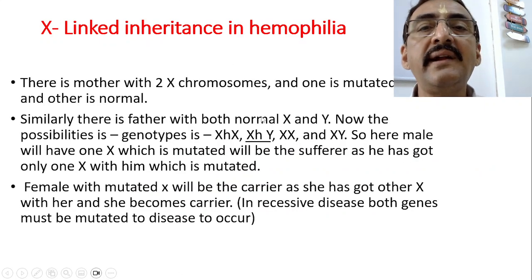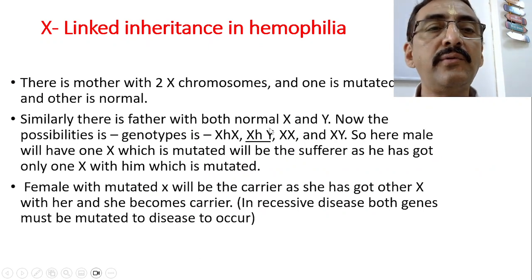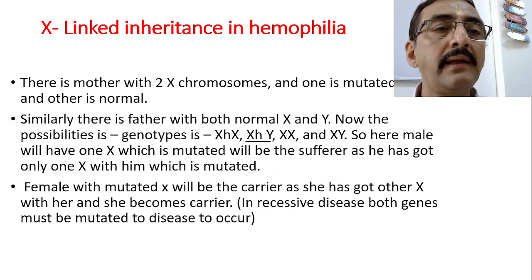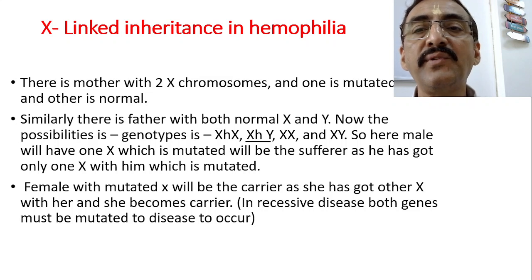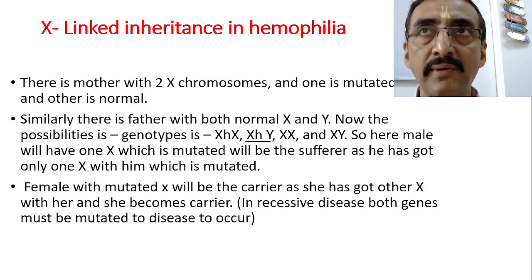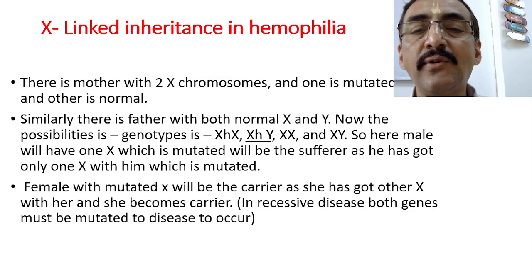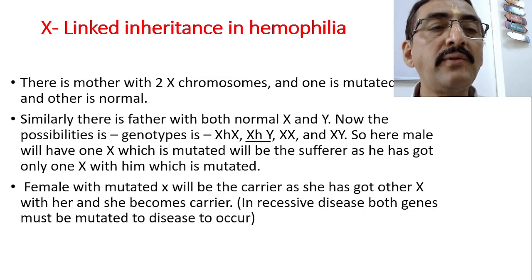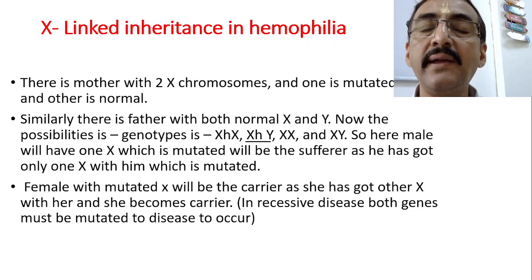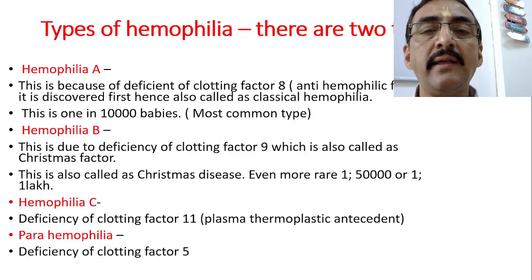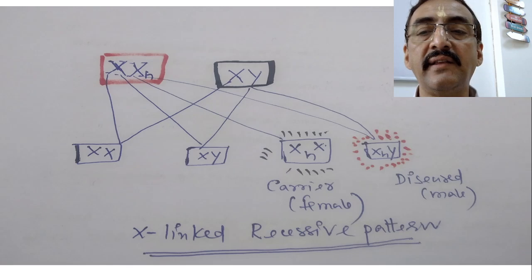Now, X-linked inheritance in hemophilia. If we continue to discuss, there is a mother with 2 X chromosomes, one of which is mutated and the other is normal. This is what we have already described. Similarly, there is a father with both a normal X and a Y. Now the possibilities of the genotype are like this.